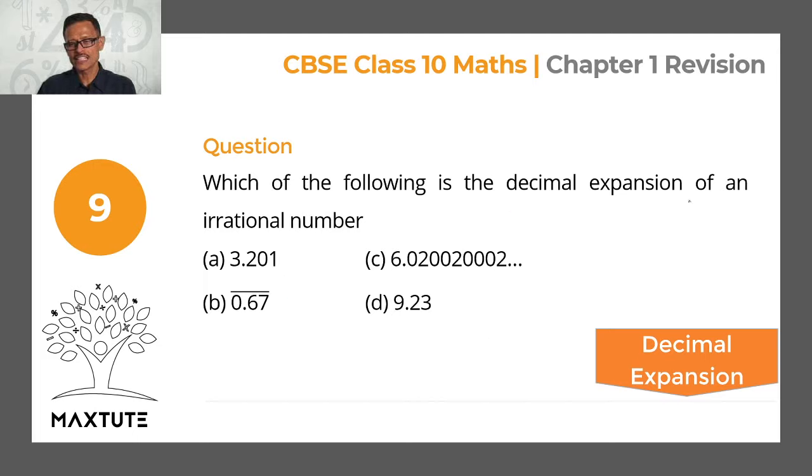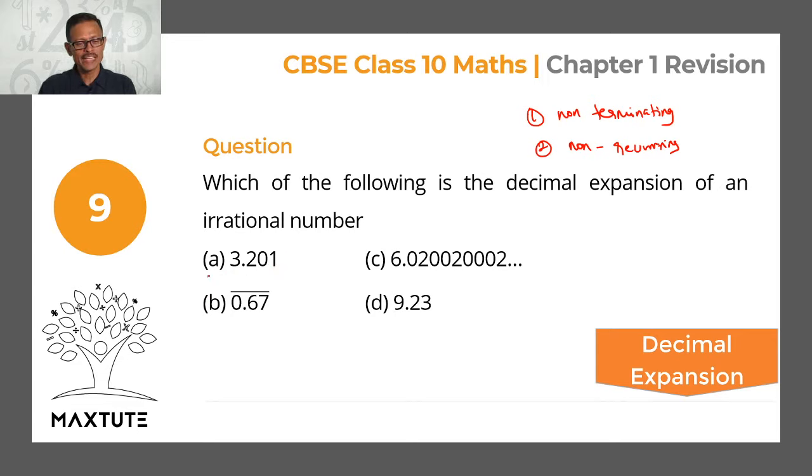Which of the following is a decimal expansion of an irrational number? What is the concept for irrational number decimal expansion? It has to satisfy 2 conditions. 1, it should be non-terminating, which is it should be infinite. 2, it should be non-recurring. These are the 2 conditions that it should satisfy. Excuse my handwriting, it's right.